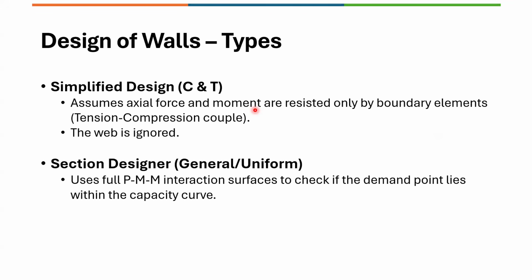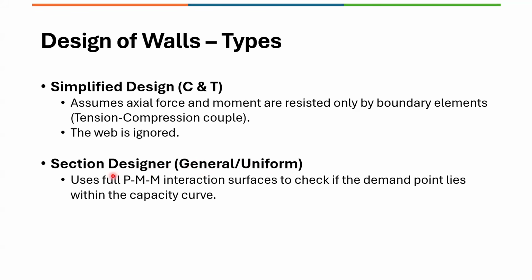So the simplified C and T is a planar design, so minor axis... In other words, the major direction forces are used in this compression and tension design. The web is ignored, and the section designer based, which is both the general and uniform.